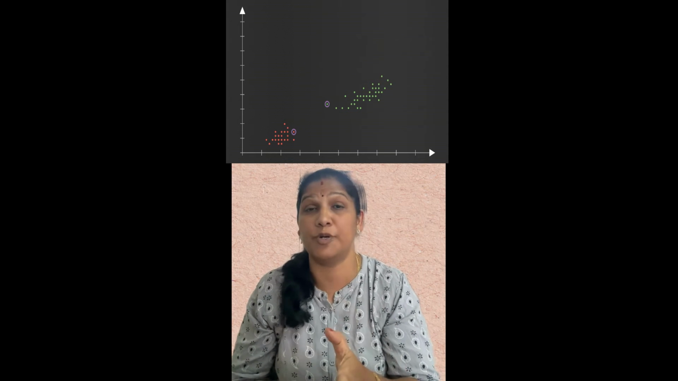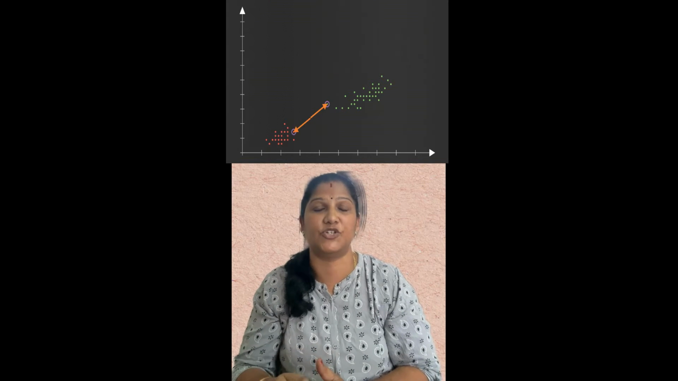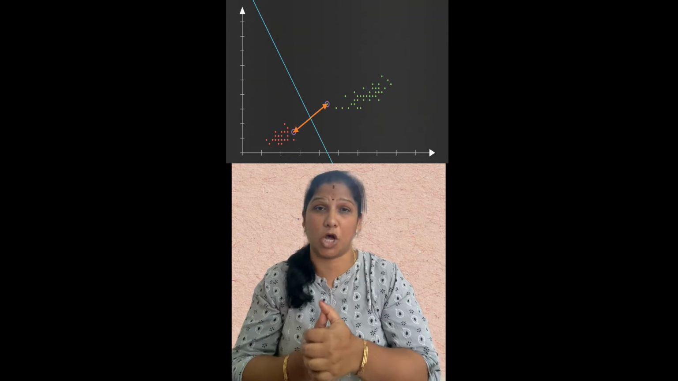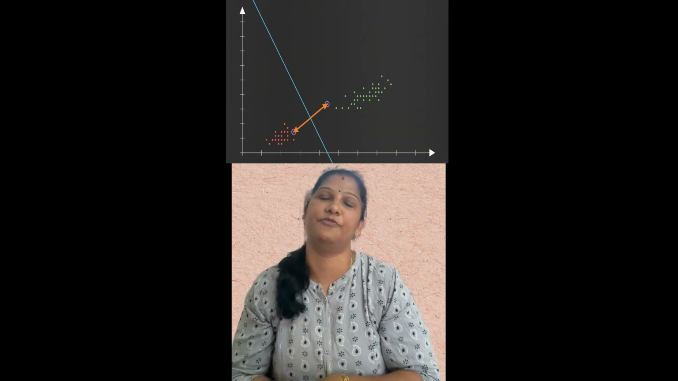Finding the best boundary that separates different classes while maximizing the margin between them. Think of it as drawing the sharpest, most reliable line between two groups of data points.